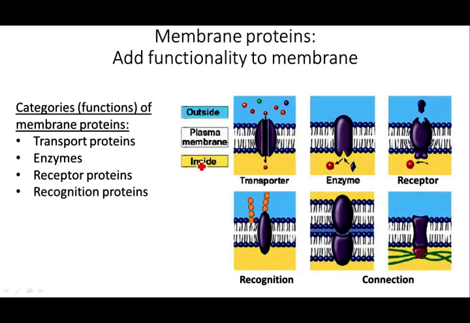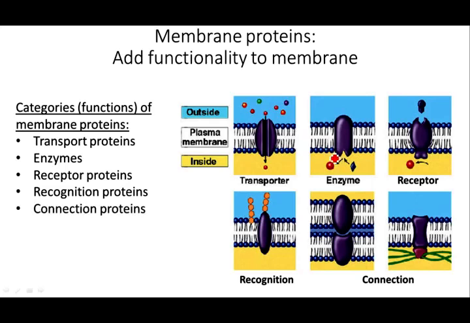There's also recognition proteins, and that's what's shown here. These have some carbohydrates attached to them. Recognition proteins are important because they allow your cells to recognize other cells that belong to you or cells that don't. So these are really important for our immune function.